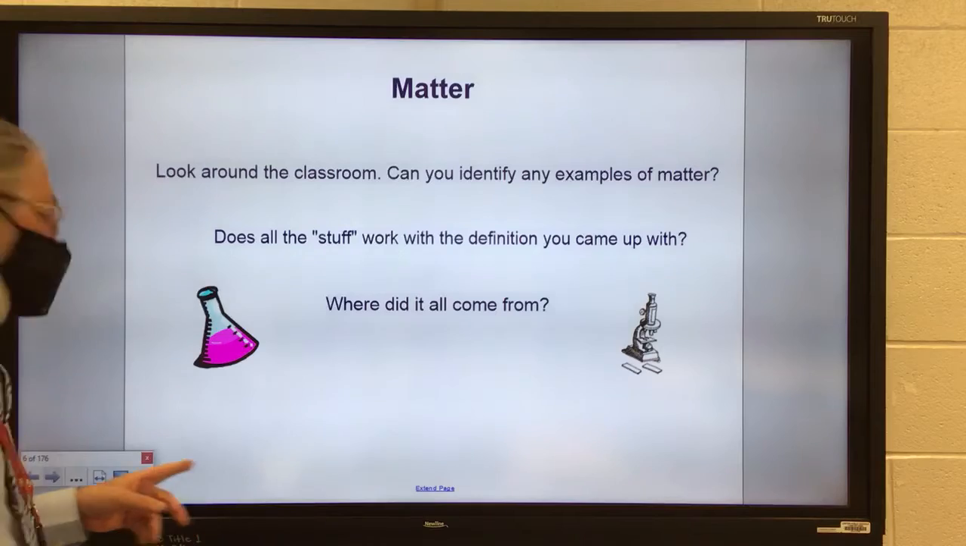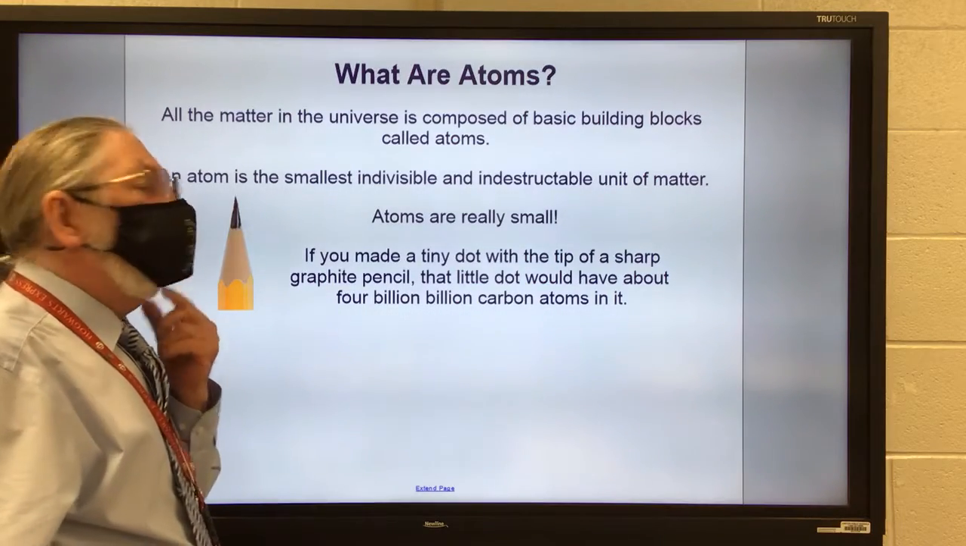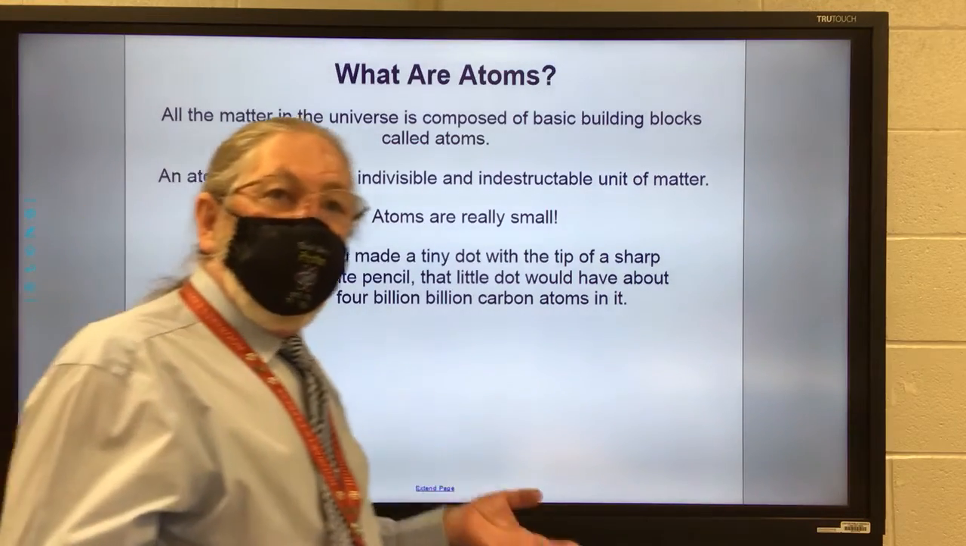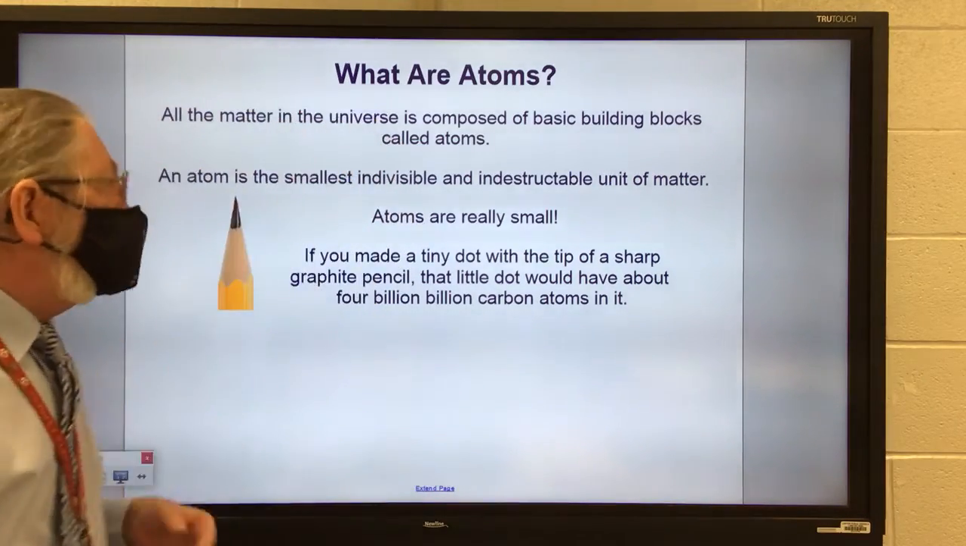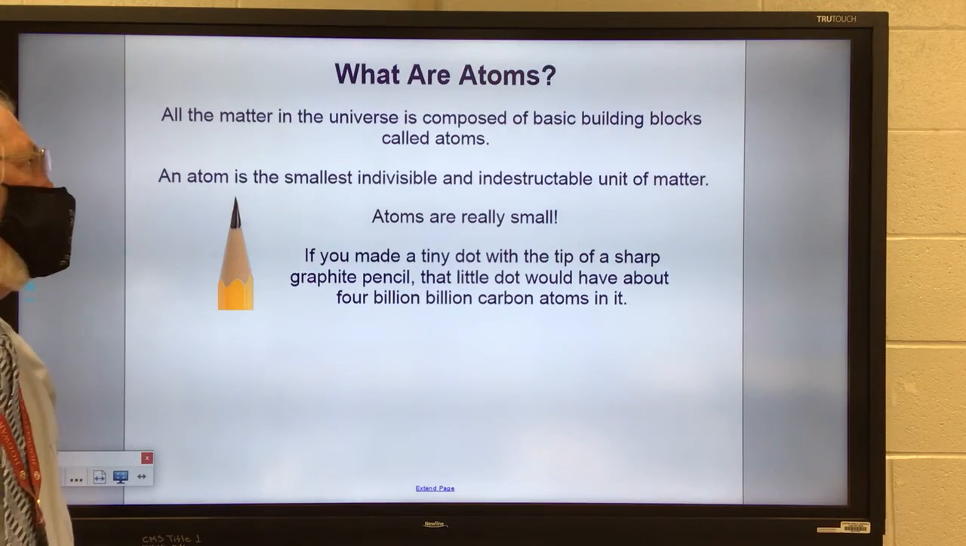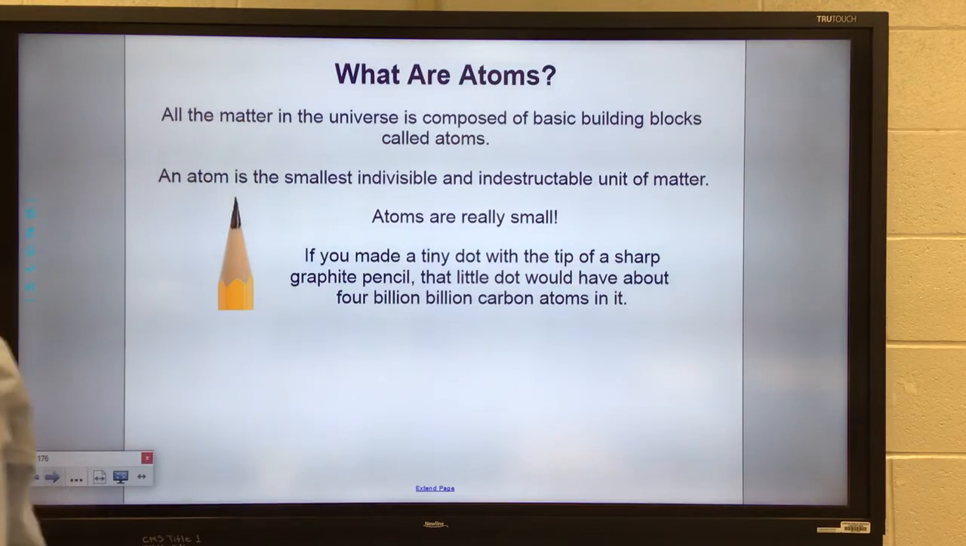So where does it all come from? Well, let's find out. Let's take a look here. To find out where matter comes from, we have to answer this question. What are atoms? All the matter in the universe is composed of basic building blocks called atoms.